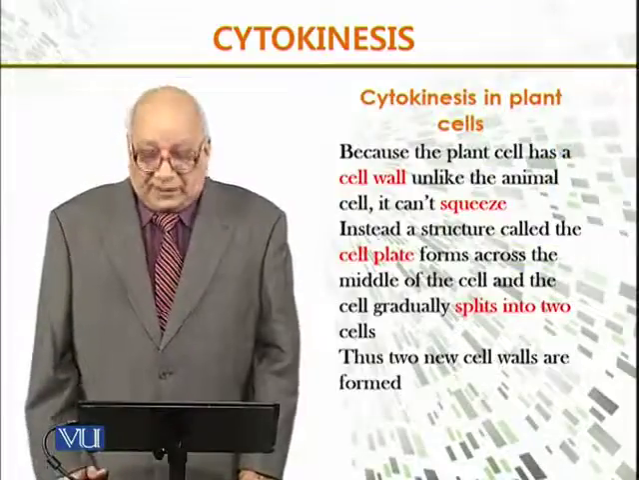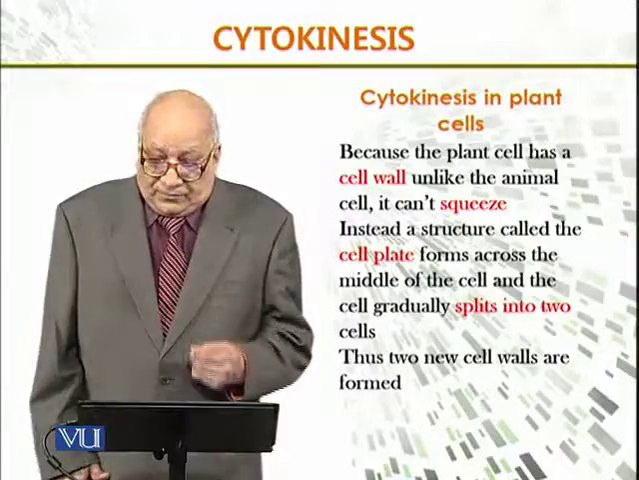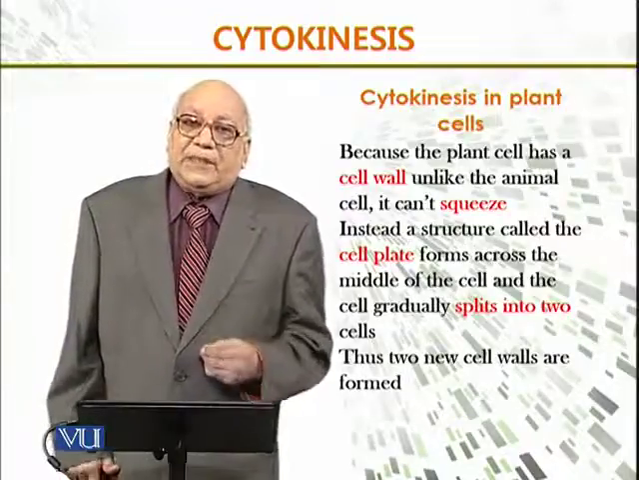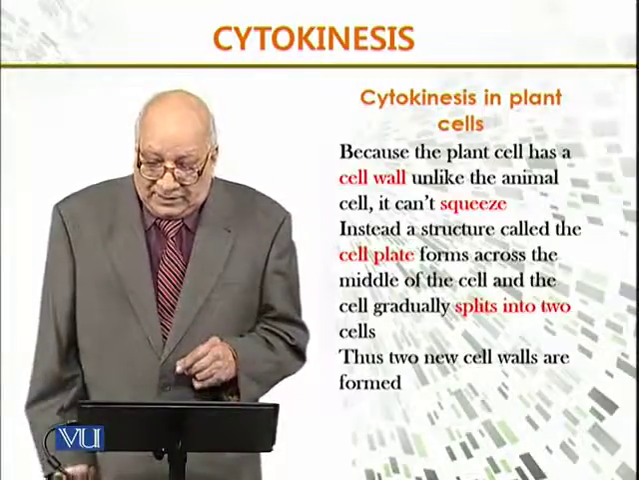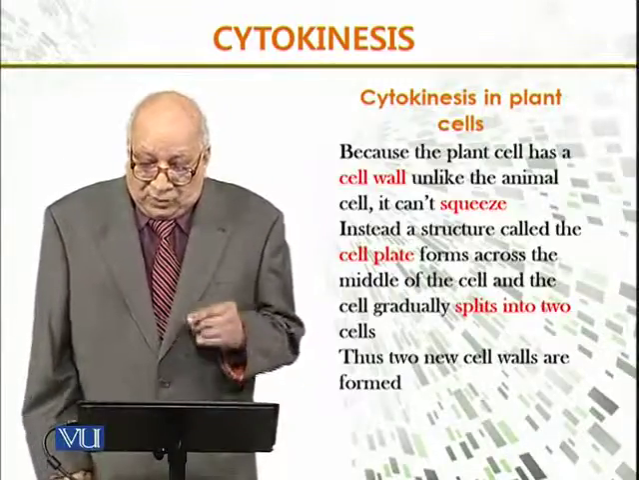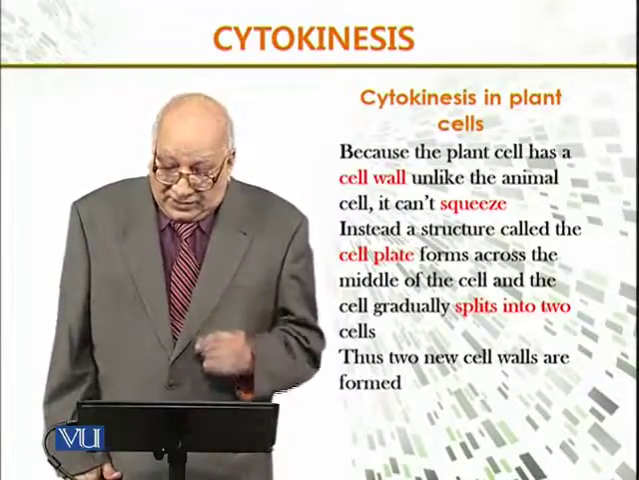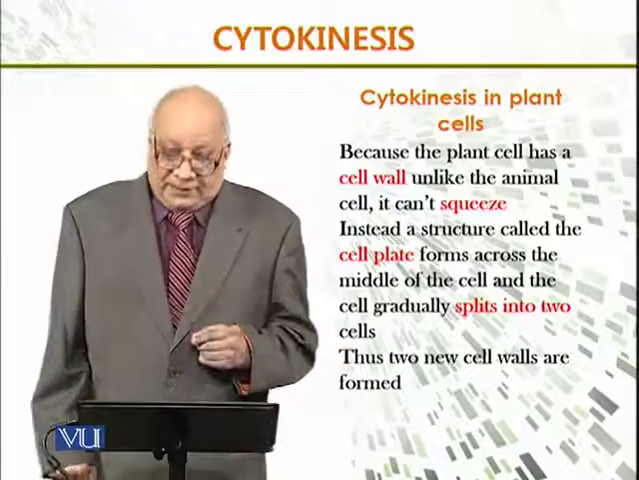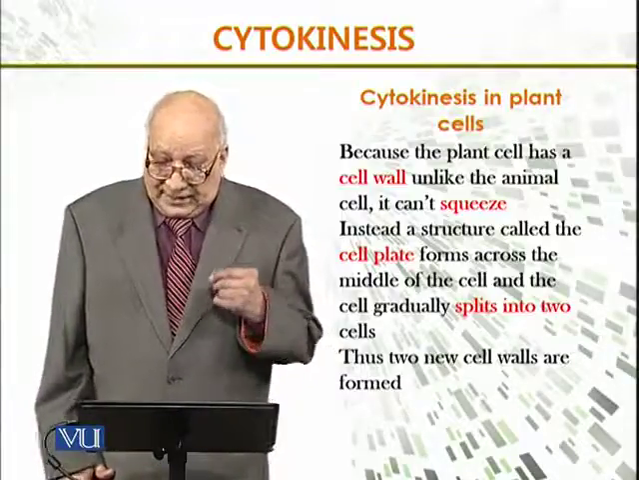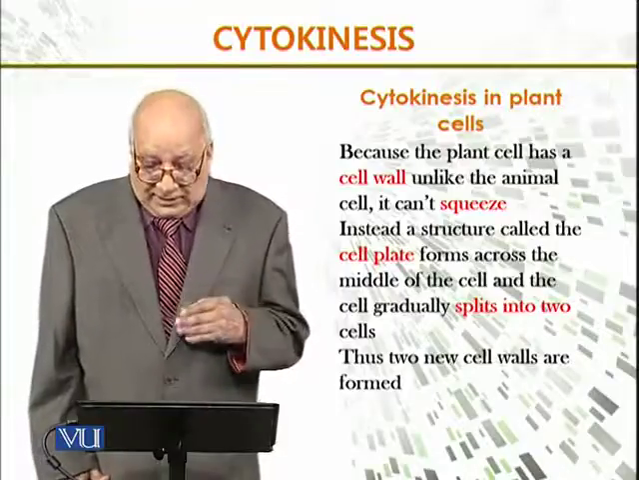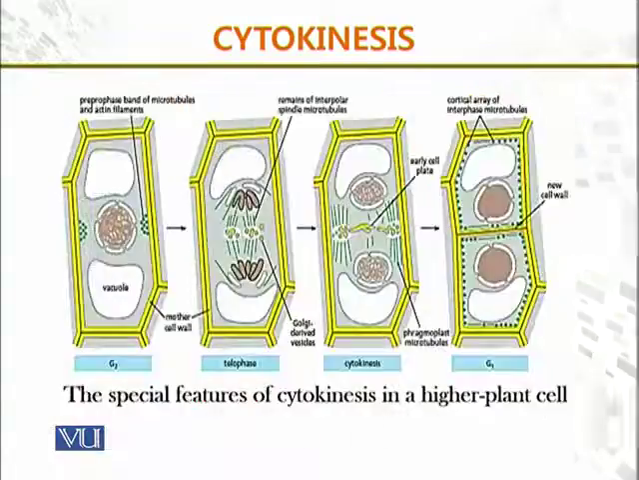Cytokinesis in the plant cells, however, occurs differently, due to the fact that plant cells have a cell wall, and the cell wall is very rigid. So unlike the animal cell, the cell wall can't squeeze. Instead, a structure called the cell plate forms across the middle of the cell, and the cell gradually splits into two parts. Thus, two new cell walls are formed.